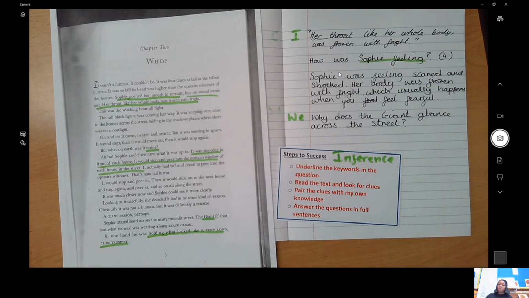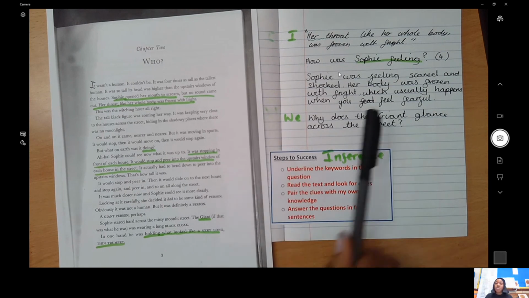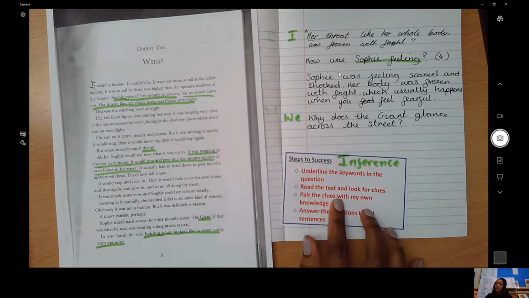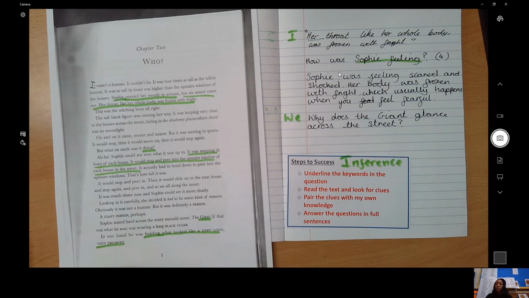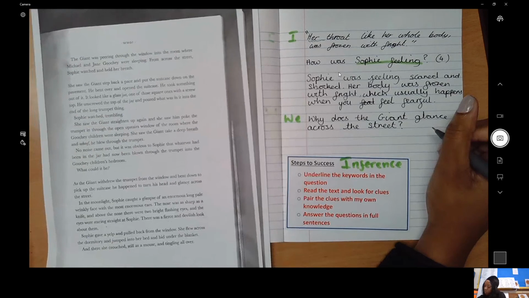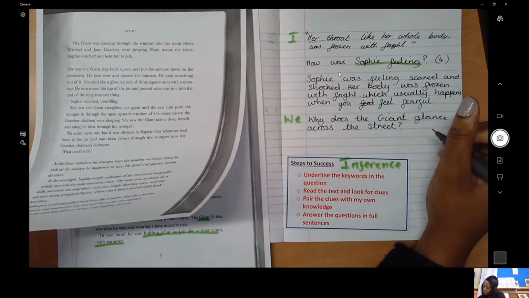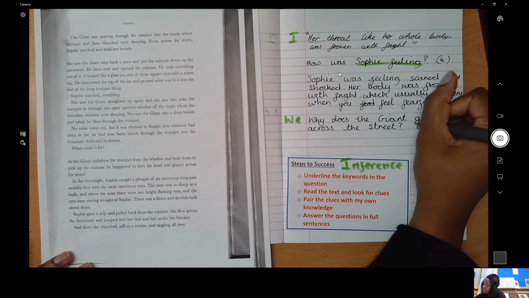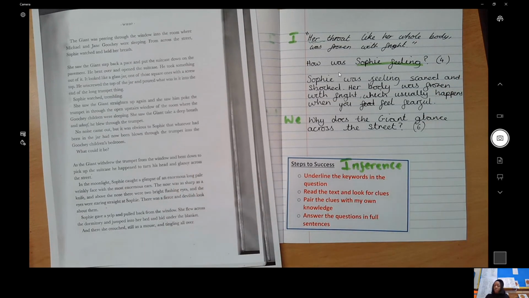And I'm just going to read it back to myself to make sure that it makes sense. Sophie was feeling scared and shocked. Her body was frozen with fright, which usually happens when you feel fearful. Fantastic. Now we're going to go on to the we question. Why does the giant glance across the street? And it says that I can find this on page 6. Okay, so just to give you a minute to read that.